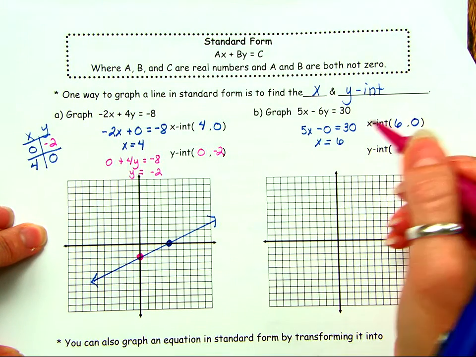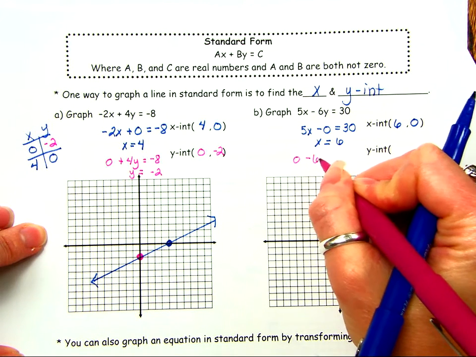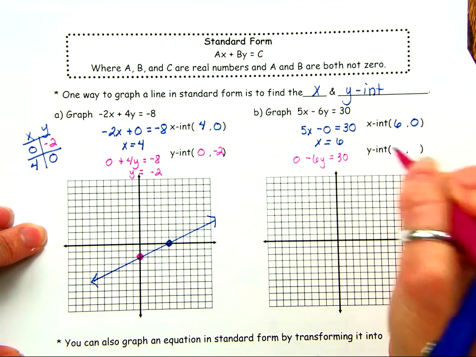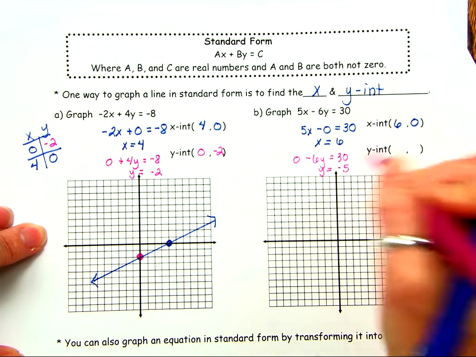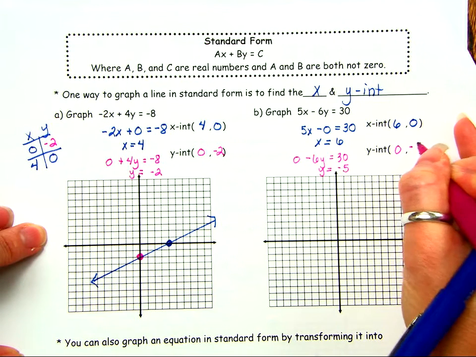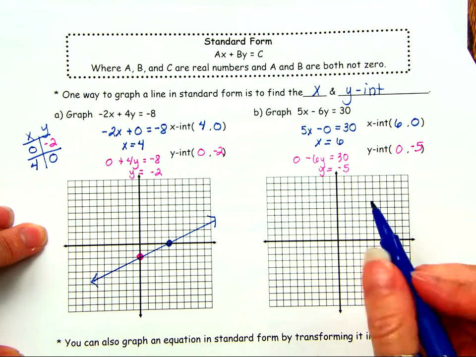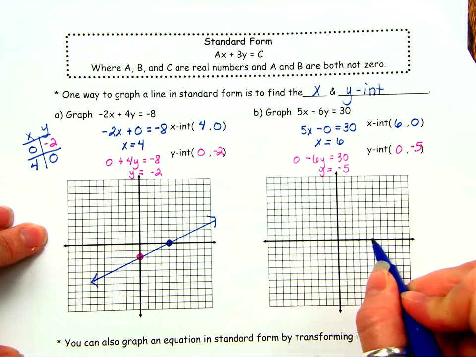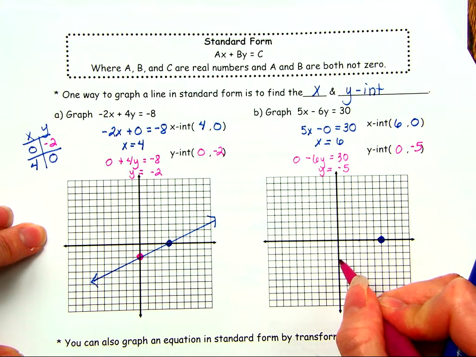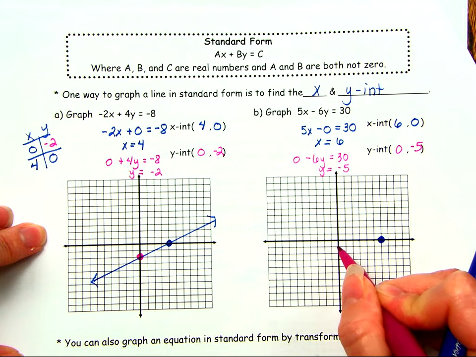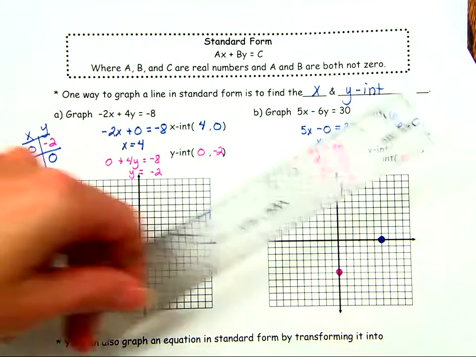Finding the y-intercept, we would need to plug in a 0 for x. Divide both sides by negative 6, and we would find out that our y-intercept would be at (0, negative 5). So again, we're going to plot those 2 points. (6, 0). (0, negative 5), and connect.